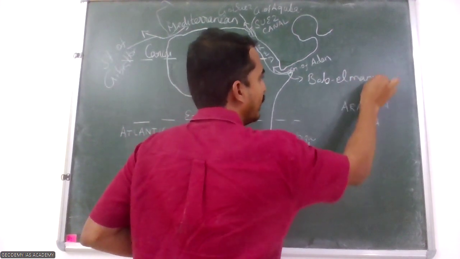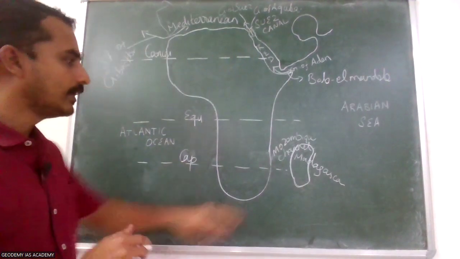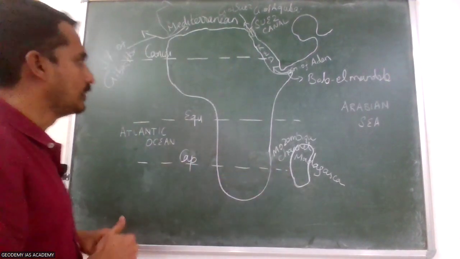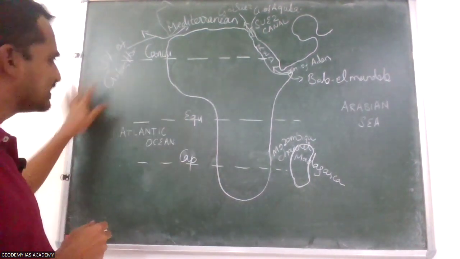Bab el Mandab. Strait of Bab el Mandab. Okay, and it is Mozambique Channel. That's all. So these are the important features in the surrounding regions, and there are no major islands in the Atlantic Ocean here.